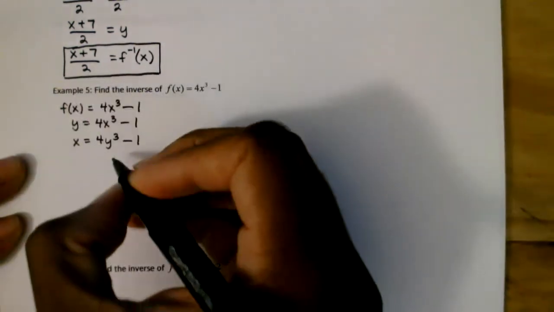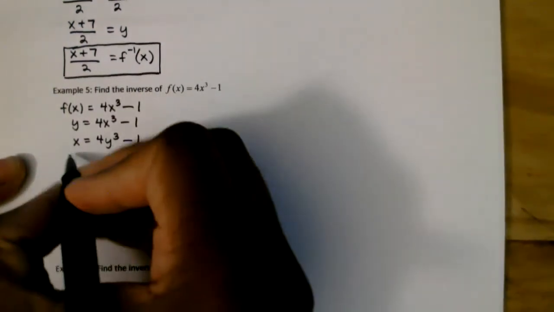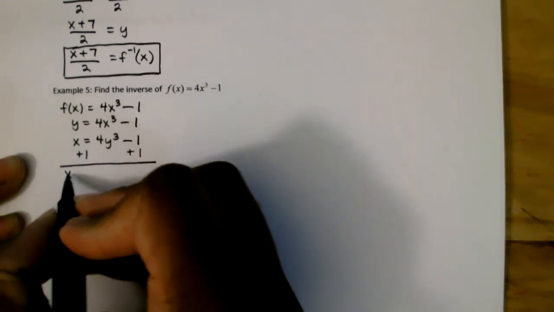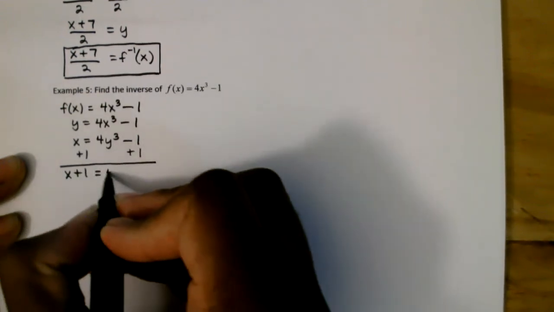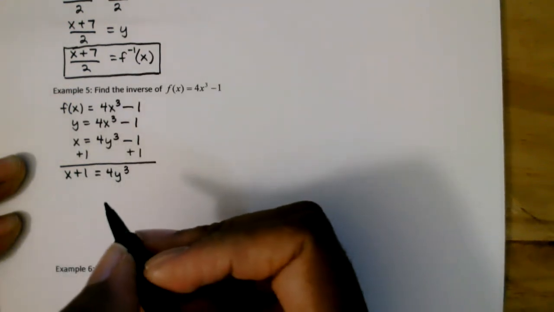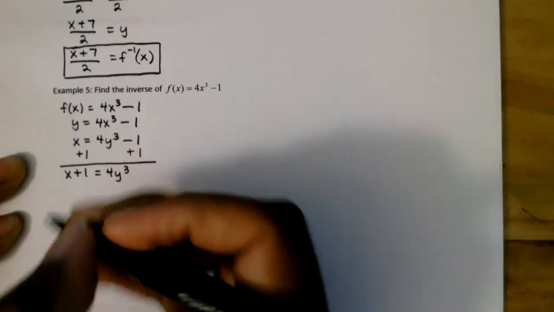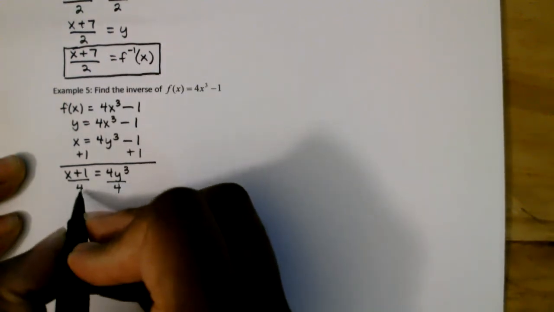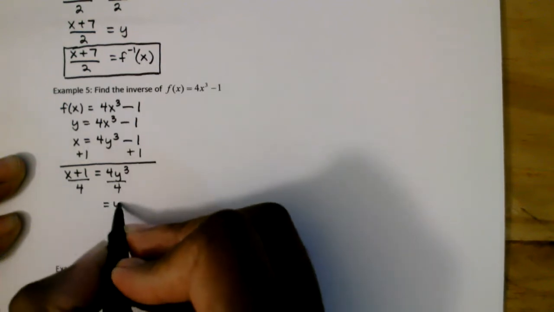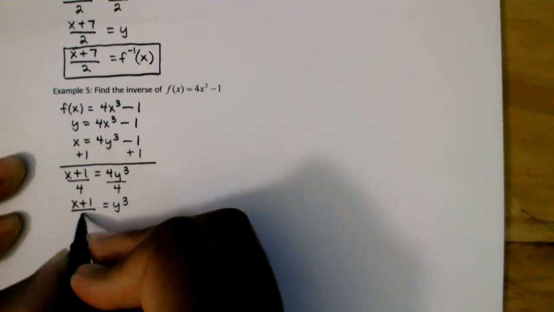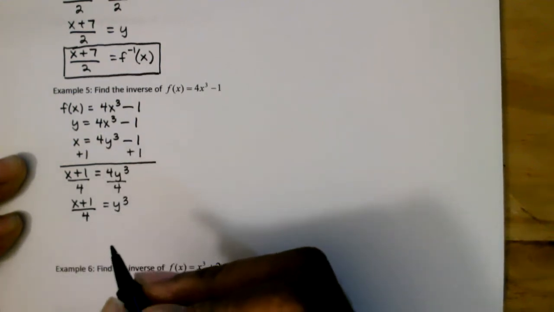We're subtracting 1, so I need to add 1 on both sides. So on the left side, I got x plus 1 equals 4y cubed. Well, to get y cubed by itself, I'm multiplying by 4, so I need to divide both sides by 4. So here, y cubed is equal to x plus 1 all over 4.